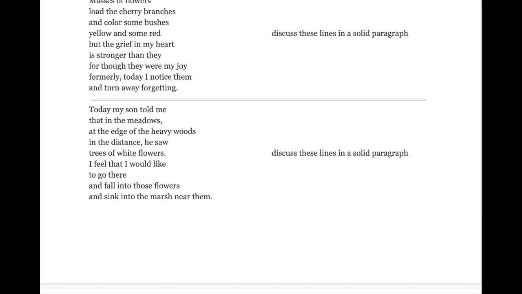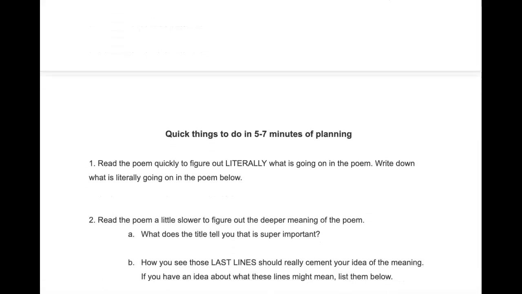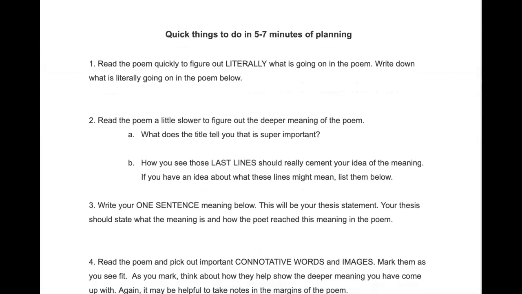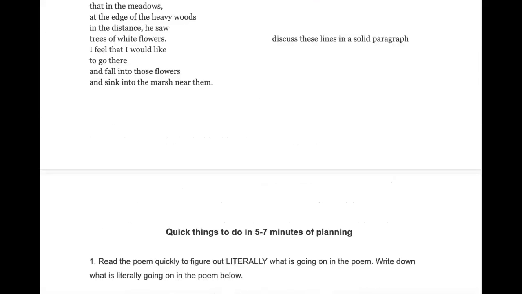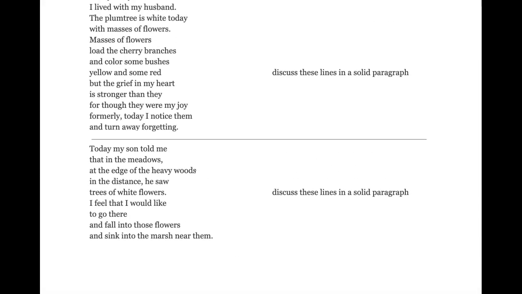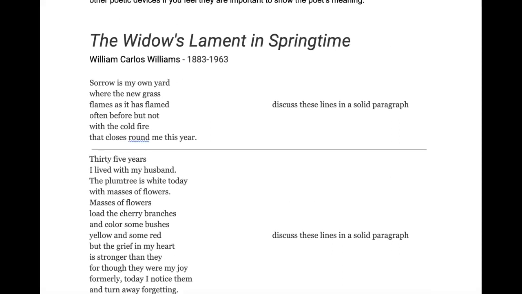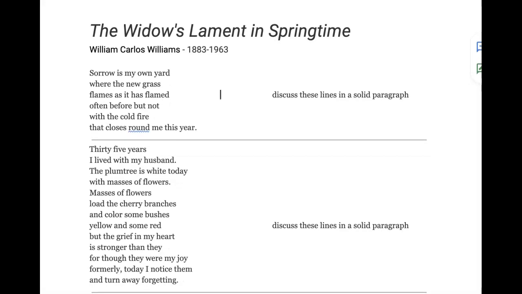So after doing a quick reading, the first thing you were supposed to do on your planning sheet is to figure out what is literally going on in the poem. So the first thing we need to do when we're figuring out what's going on in the poem is look at the title. And a lot of times people bypass this step, but the title often gives us a ton of information. So let's break this down.